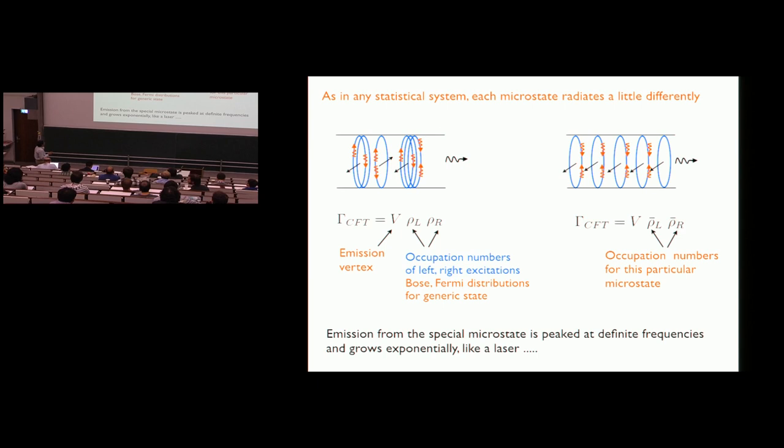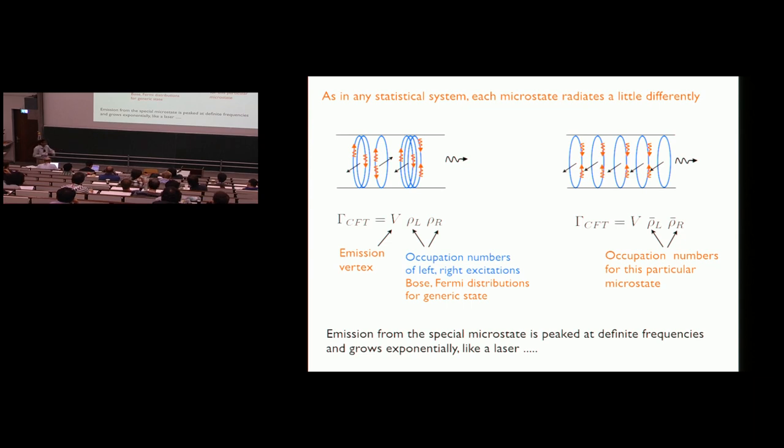Okay, so as we said, in every statistical system, if you take random excitations, each macrostate will emit differently. So the radiation rate in the CFT, we had this on the slide last time, is given by some emission vertex. This should be a mod square. And then you put the flux of the left movers times the flux of the right movers. So how much flux should I put for the left movers and the right movers on the string? Well, if I put them as thermal distributions, the Bose and Fermi distributions for the bosons and fermions, then I reproduce the Hawking radiation rate, which I find from the black hole. That's what we saw last time, because that's a generic state to take, putting them in thermal distributions because they have the most entropy.